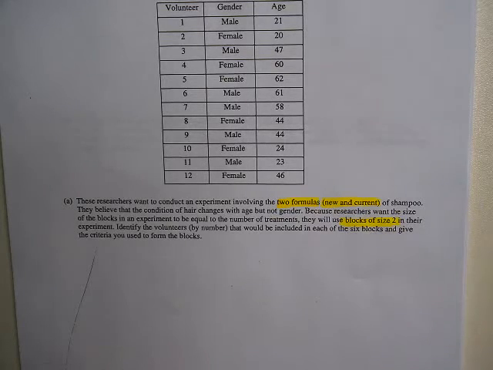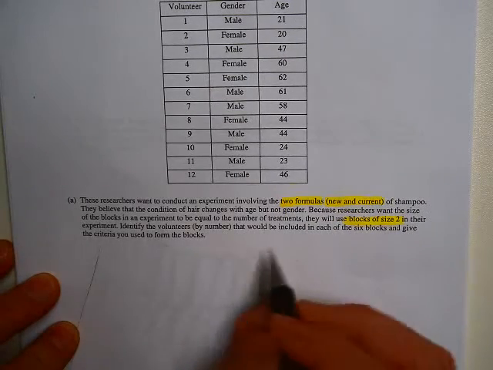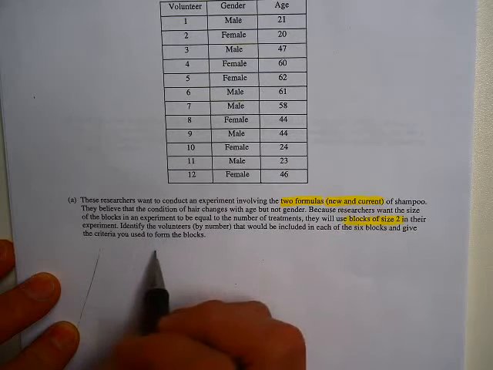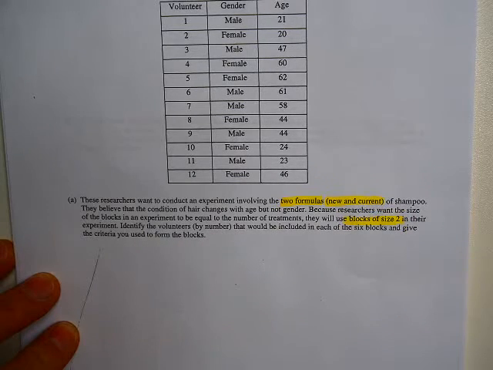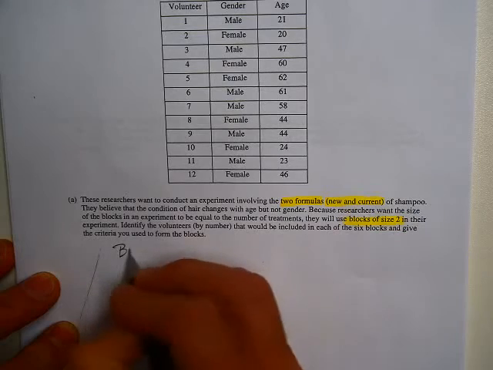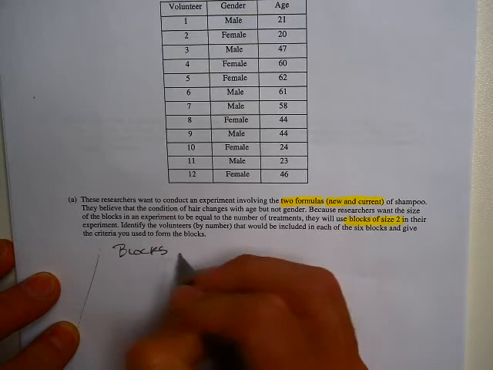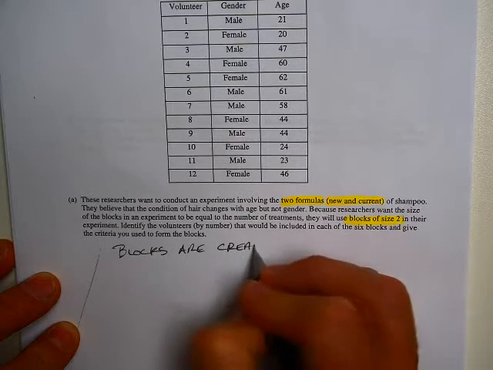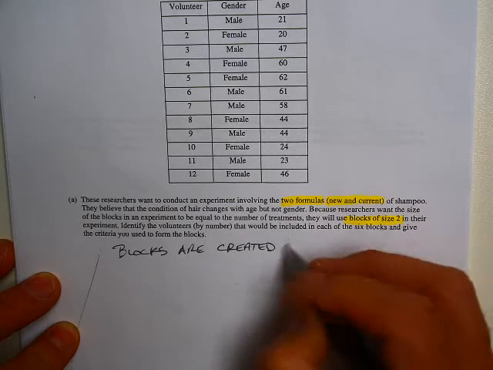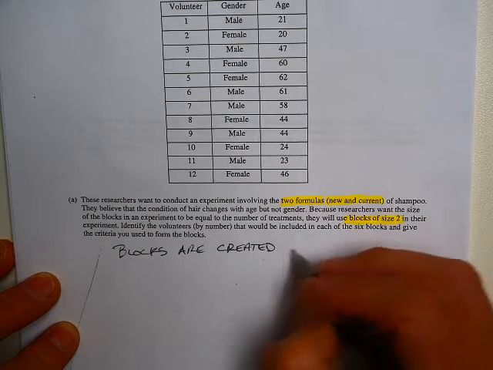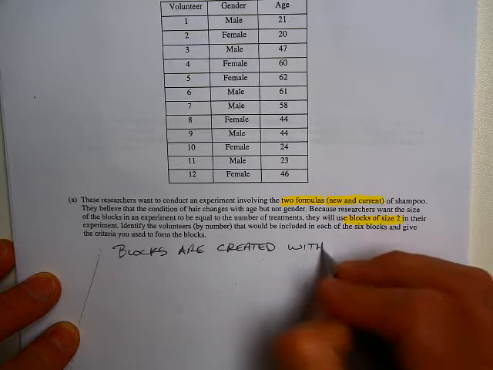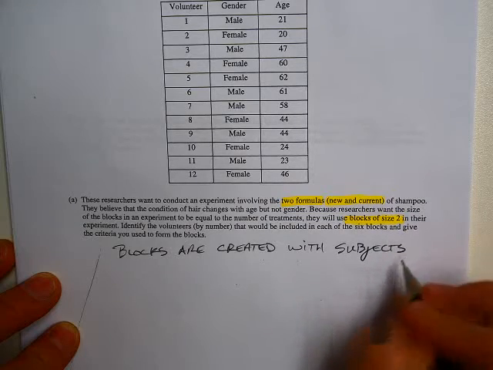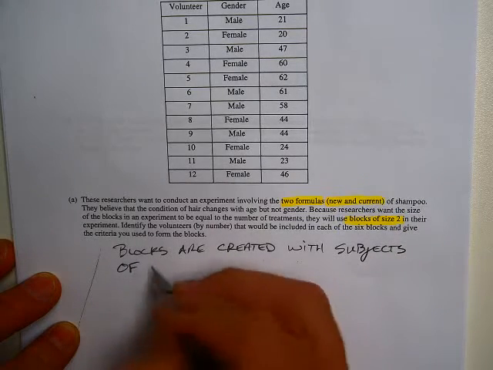Okay, so in this case, since they don't think that gender is an issue, I would block these by age. So blocks are created by grouping subjects of similar ages.